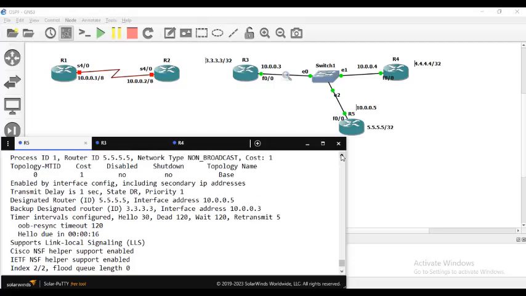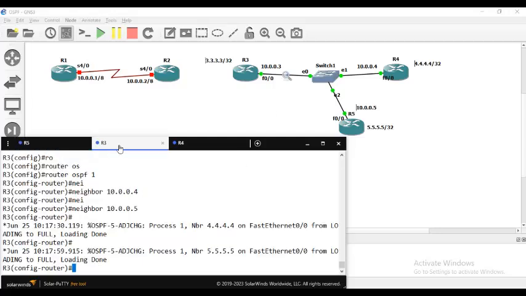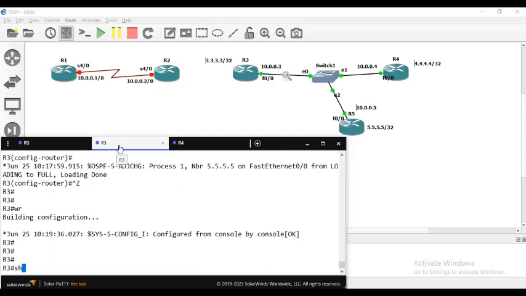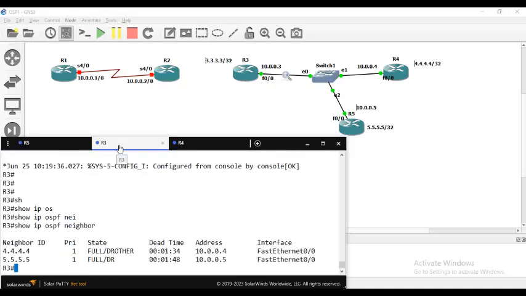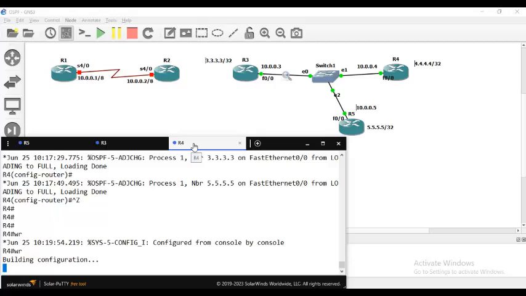Let's check. Go to router 3 and try show ip ospf neighbor. You can see router 5 is the DR, which means router 3 is the BDR. Let's go to router 4 and check the same command, show ip ospf neighbor. Okay, 5 is the DR and 3 is the BDR. That's what we learned there: there is a DR/BDR election in non-broadcast.